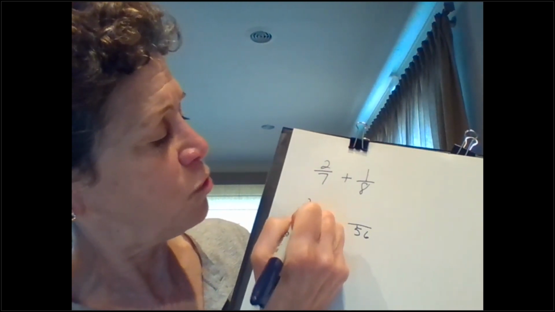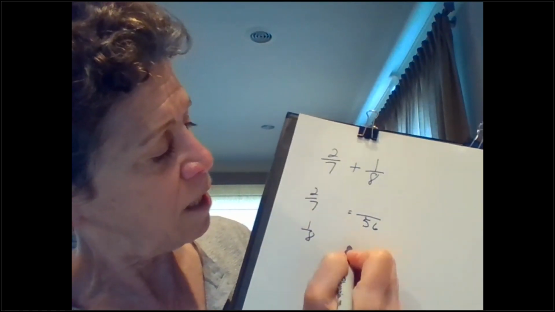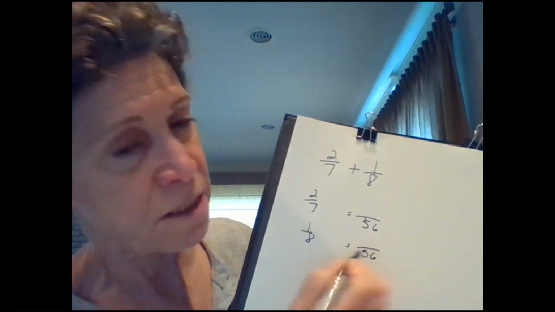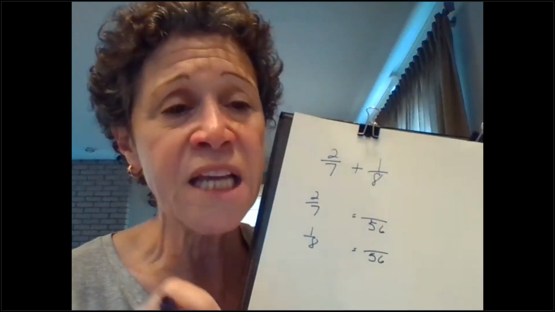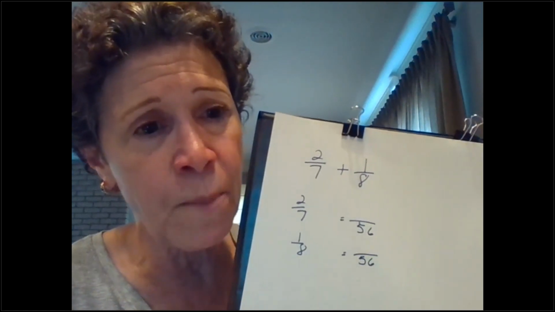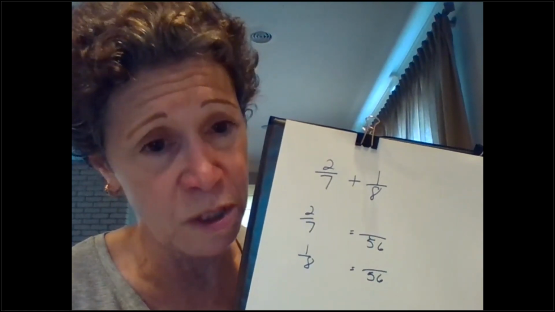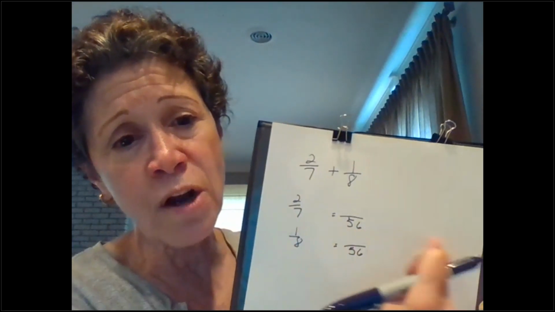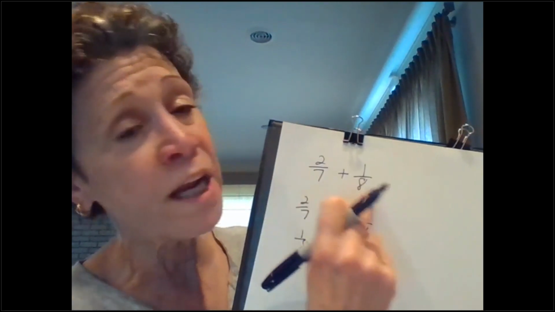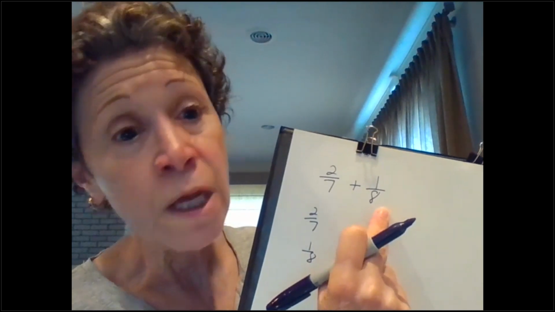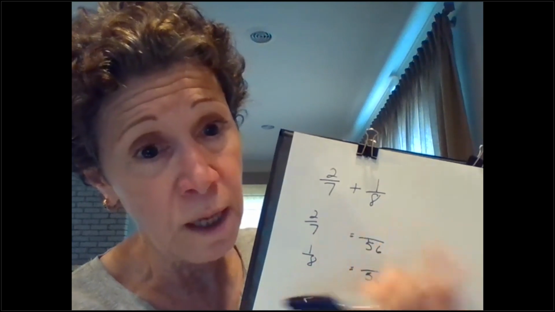So I want to change 2/7 into something over 56, and I want to change 1/8 into something over 56. What we've done here, Talisha, is we skipped the step of lowest common multiple. It's possible that 56 would have been our lowest common multiple anyway, but we just didn't write it all out. That's fine. We'll have a common denominator.